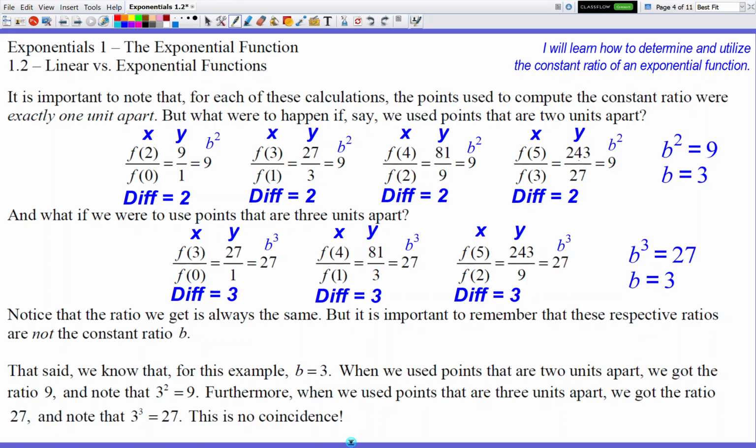Okay, I can't point to it right now, but you guys have your packets. You can literally just look at your packet, look at the table, and see that these numbers are straight from your table. Okay, but the difference in this is, now what do all your differences say? Your differences say 2 for these guys, and your difference is 3 for these guys. So how does that make a difference in finding your b value?